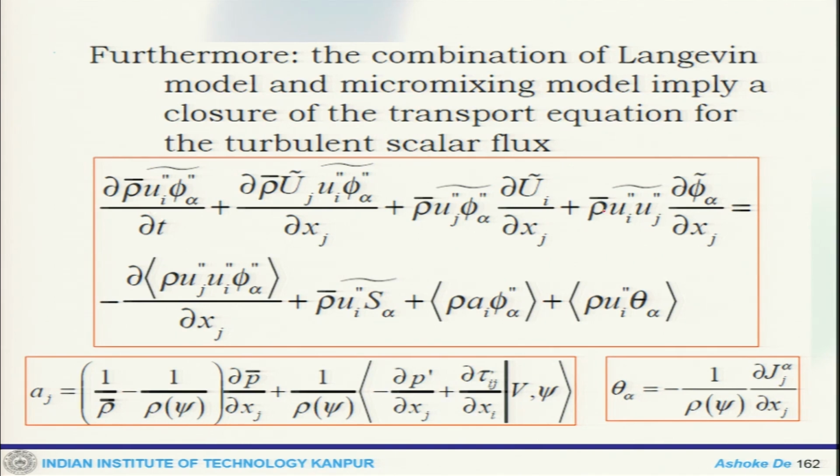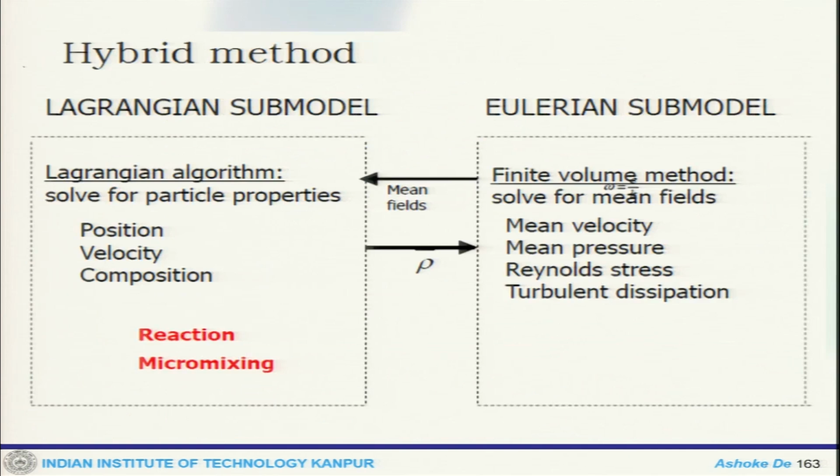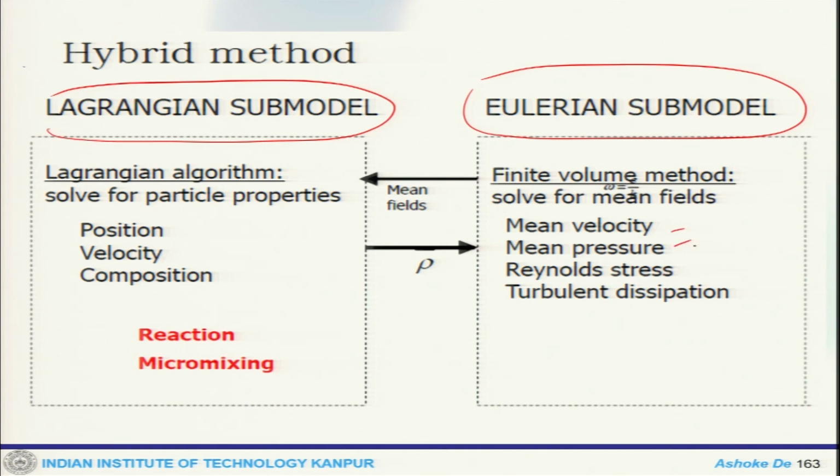Now, if you look at the scalar flux, this is how you get it, and this is the term which will appear in the closure of that, and this is the theta alpha. So, that is how you close this term, and then you go to the solution approach, which is again in the hybrid framework. That means you have the Eulerian model, where you solve mean flow fields in the Eulerian framework, and then you go to the Lagrangian model where you solve the particles. So, here you solve for mean velocity, pressure, stress, turbulent dissipation, and this mean information you pass to the Lagrangian, where you solve for position, velocity, composition with the impact of reaction and micromixing.